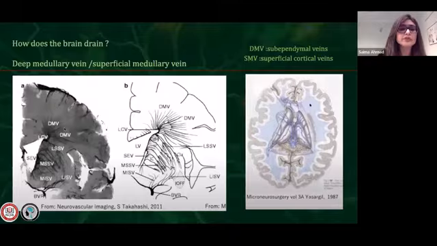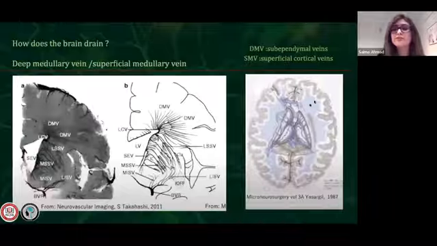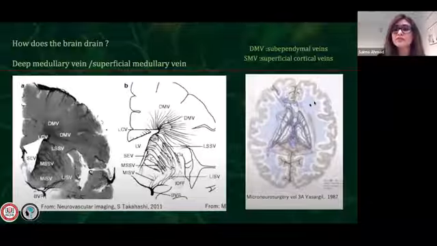So how the deep system drains the brain. It drains the deep white matter and also the striatum gray matter of the basal ganglia by the deep medullary veins, and into the subependymal vein and the caudate vein. And then the superficial part drains into the superficial cortical veins. Now this gray part and the white part, all of this is drained by the deep venous system. That's why when we have occlusions of the deep venous system, we end up with large infarcts.